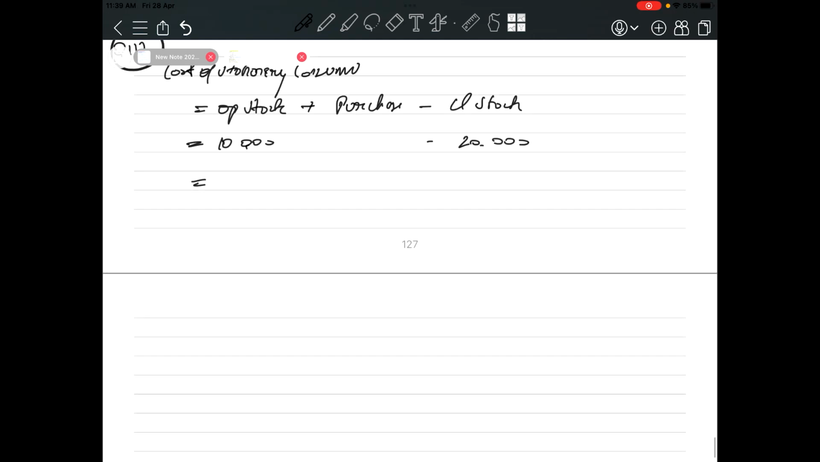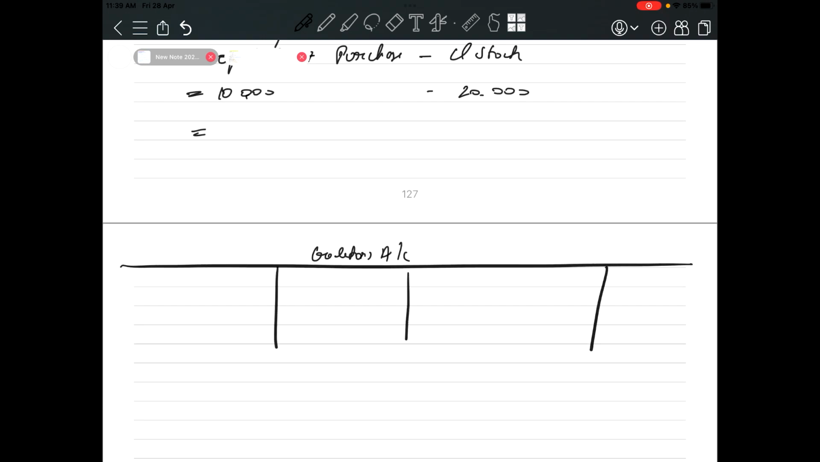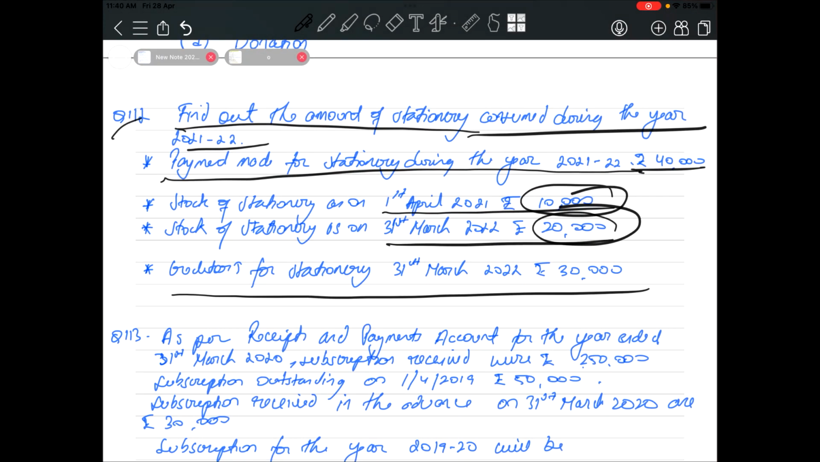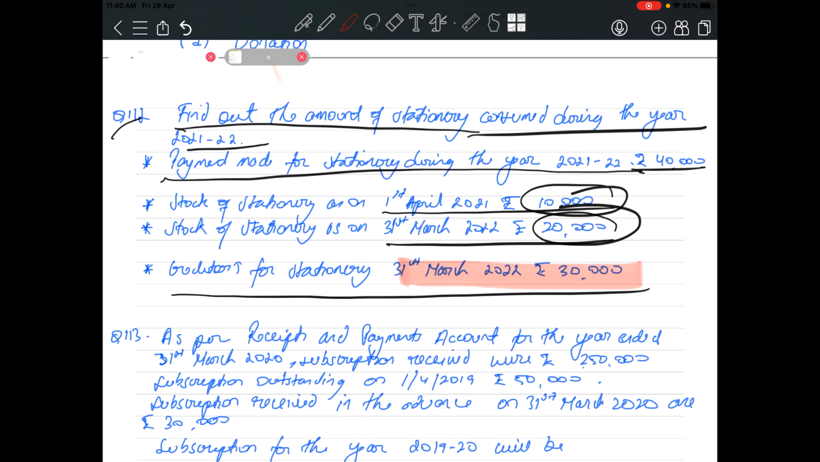So for finding out the purchase amount, we'll have to prepare the creditors account. To balance it, the closing balance will come here. What is the opening balance? Is any opening balance given? No. This is the closing balance, 31st March 2022, so no opening balance is given. 30,000 will be the closing balance, so I'll assume that there is no opening balance.